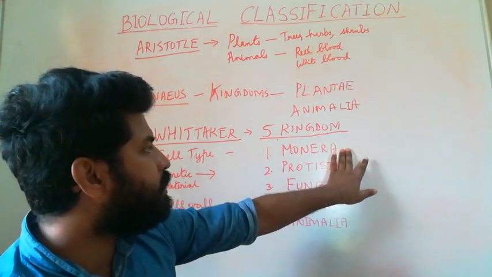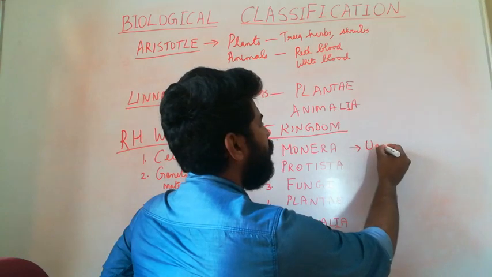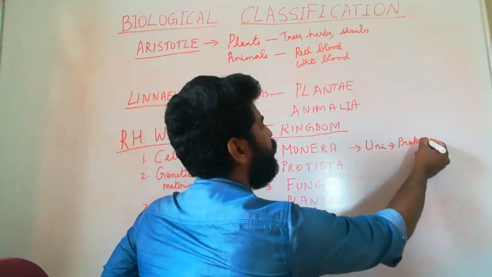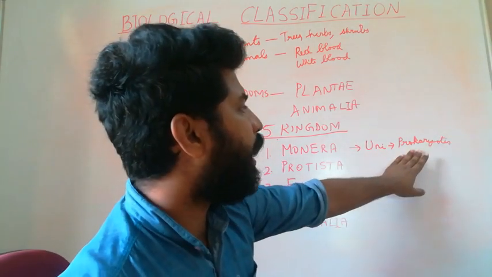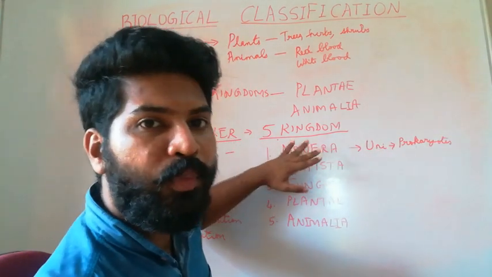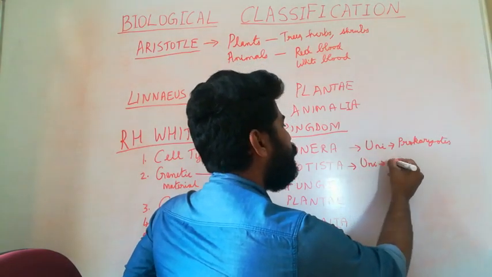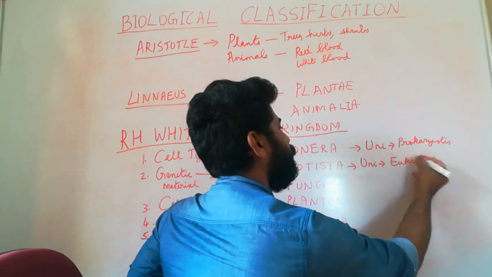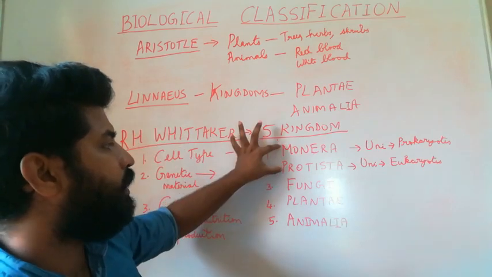The Monerans include all the unicellular organisms which are prokaryotes. So all the unicellular prokaryotes were included under Kingdom Monera. Protista includes unicellular eukaryotes. So these two points were used to classify them.